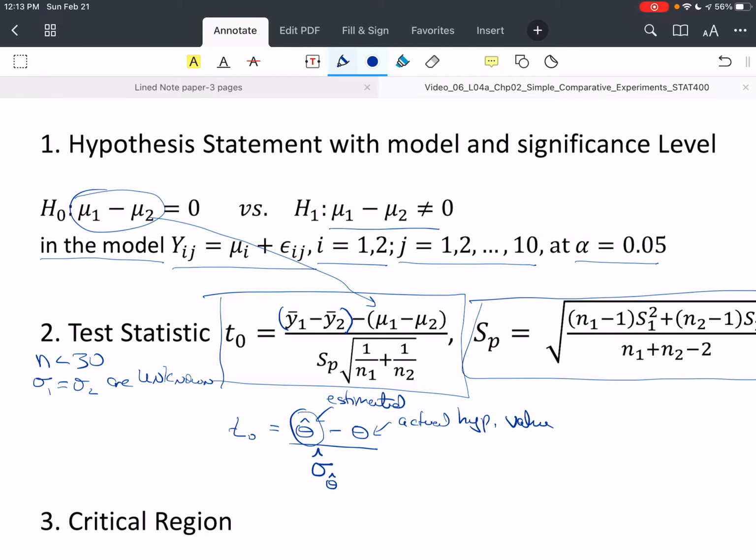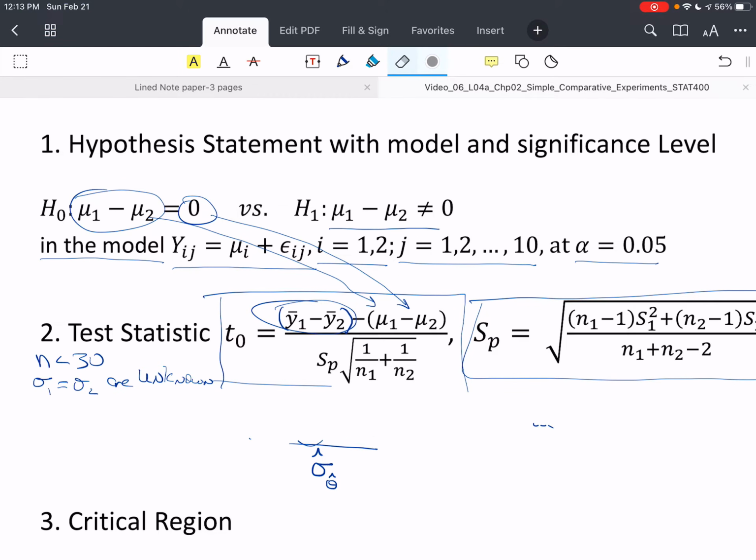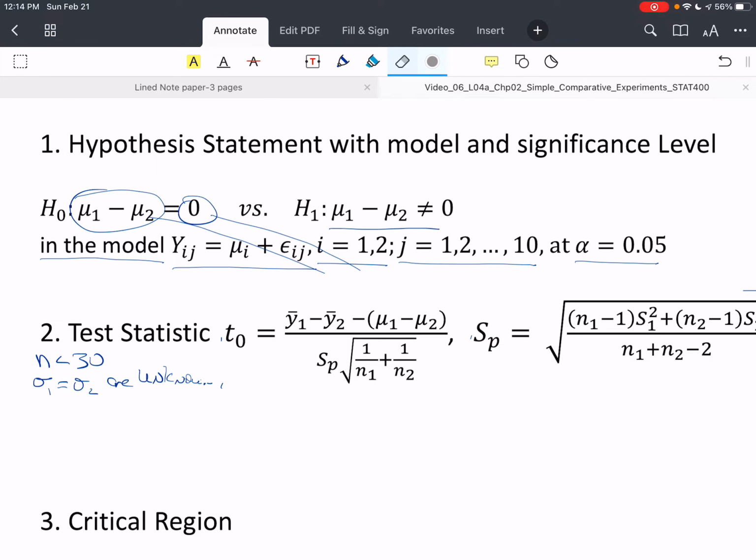Now, the authors of the book, they leave this out and they just say this, but that's not explaining to you how we got that. It's y1 bar minus y2 bar minus mu naught, if you will, the hypothesized value of mu1 minus mu2. In this case, that's 0. So 0 gets plugged in here. Okay? So let's do this. Let's calculate this test statistic. I'll clean up a little bit so that it's not quite so messy.